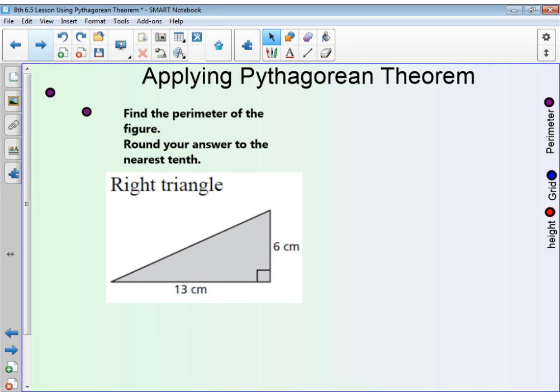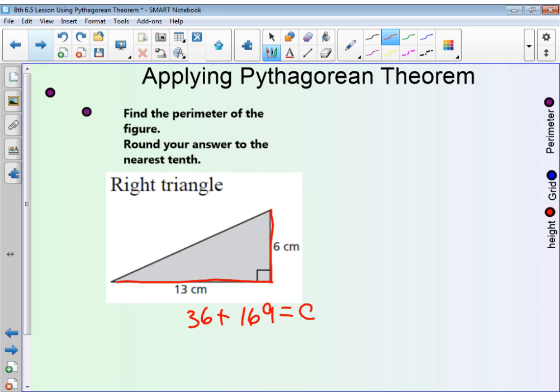So it says, applying Pythagorean Theorem, find the perimeter of the figure, round your answer to the nearest tenth. So if I want to find the perimeter, I want to add together the outside. So I'm probably going to do a decimal answer here. So Pythagorean Theorem, a squared plus b squared. Here's my a and b. Okay, so 6 squared is 36, plus b squared, 13 squared, gives me 169. That leaves me with c squared.